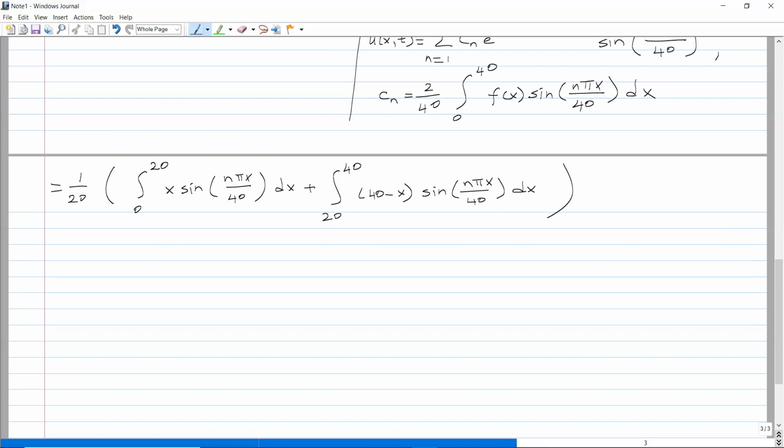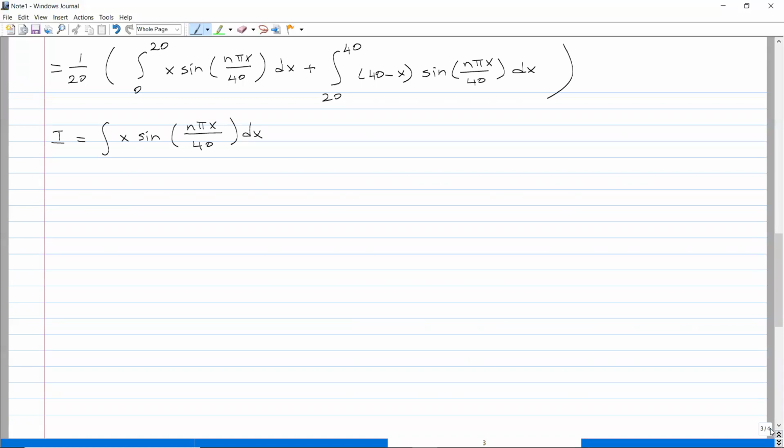So we need to figure out the value of this integral. In both integrals, we need to figure out x times sine n pi x over 40. So let me call this I, integral of x times sine n pi x over 40. Let's find this out separately, and then we can use it to evaluate this constant C_n.